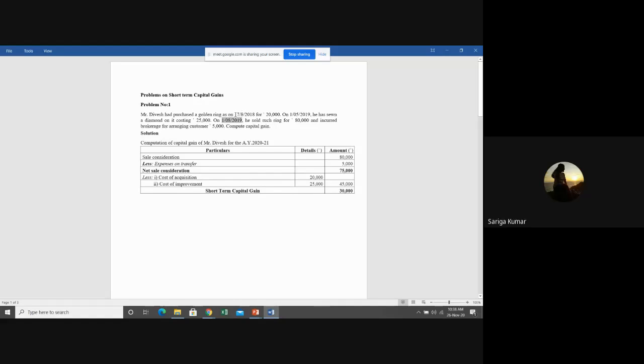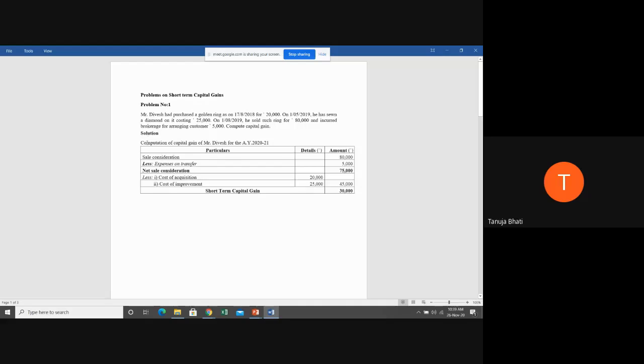Less than 36 months. So is it a short-term capital asset or long-term capital asset? Short-term, ma'am. So when Mr. Divesh is selling a short-term capital asset, what is the gain that he will get, short-term or long-term? Short-term gain, ma'am. So which format are we going to use? Format for computation of short-term capital gain.